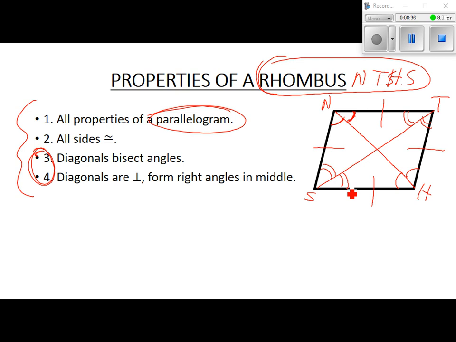And then the diagonals are perpendicular to each other. So not only do these diagonals bisect each other, but where they come together in here, they form four right angles. Which means anytime you have a rhombus and you draw in the diagonals, you have four right triangles. And we can use Pythagorean theorem and all that other stuff on it. So all four of these angles in the middle here have to be right angles if it's a rhombus.